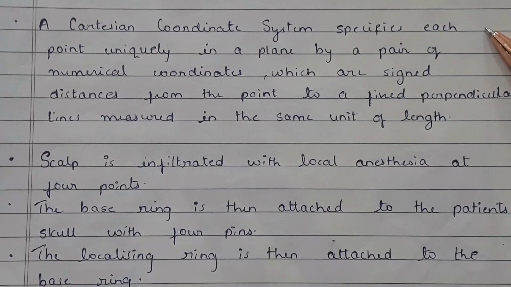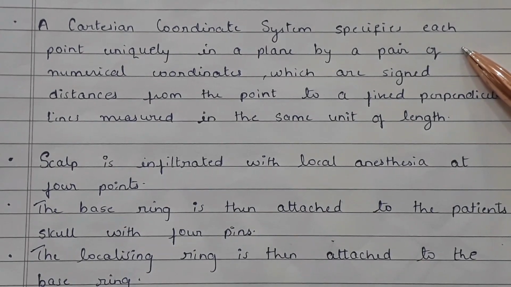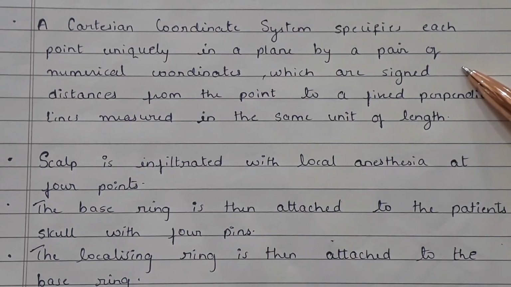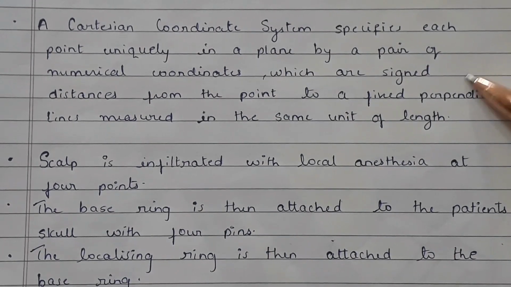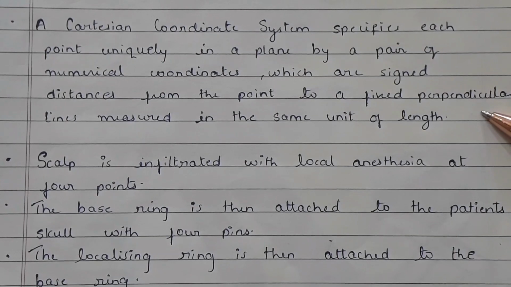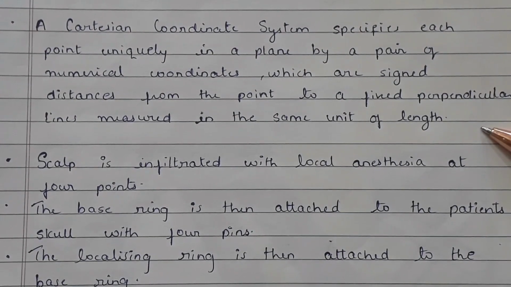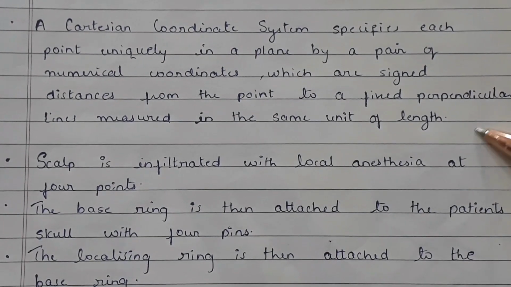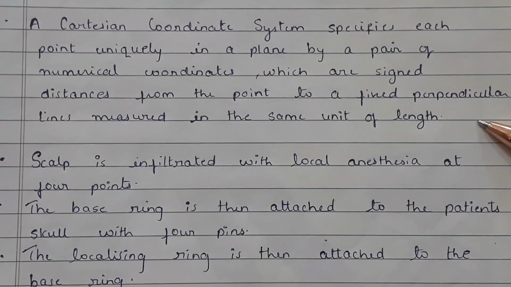A Cartesian coordinate system specifies each point uniquely in a plane by a pair of numerical coordinates, which are the signed distances from the point to two fixed perpendicular lines, measured in the same unit of length.